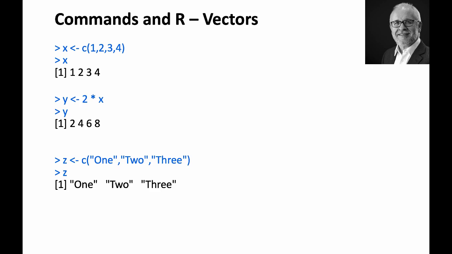We can also have text. We have a wide variety of things in the vectors, but here z gets the concatenation of 1 comma 2 comma 3. I ask it to show me z, and we can see that in z there is the 1, the 2, the 3.